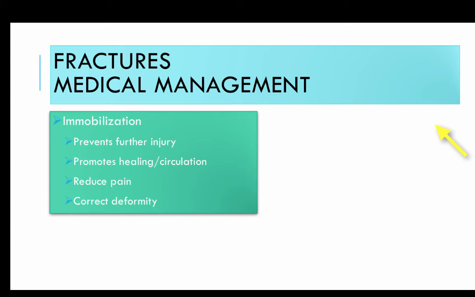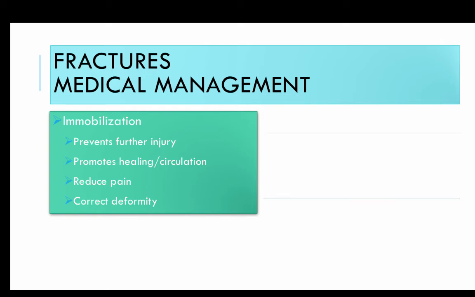So medical management, one of the first things you want to do is immobilize it. We immobilize them with splints or with casts or with traction. Those are the main ways to immobilize a fracture. And the reasons we do that is, of course, to prevent further injury. You don't want that bone coming out of the skin or tearing up the muscles inside. It actually promotes healing and circulation. If it's immobile, it will heal better. It won't wiggle back and forth. It reduces pain and it can correct the deformity. If you don't put the bones in alignment, then there'll be a permanent deformity.